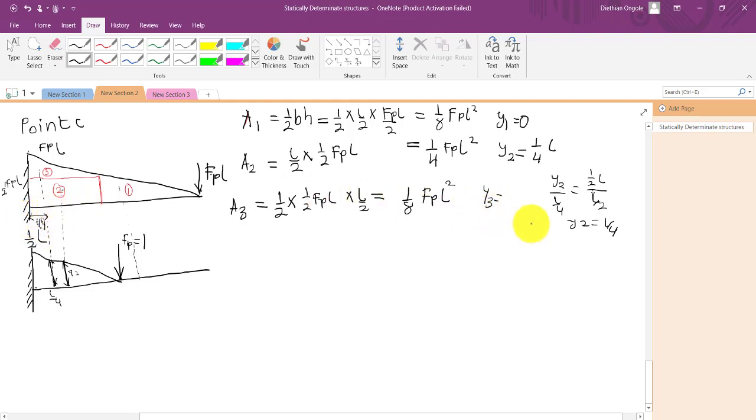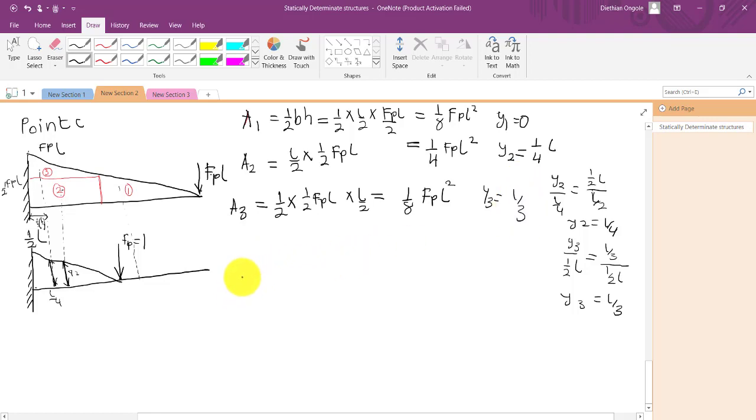So we come and use similar triangles. We shall be having y3 divided by the height of the bending moment diagram, that would be a half L. This is supposed to be equal to the base of the triangle whose height is y3, which would be L over 3. That is got from a half minus 1 over 6. Then divide by the base of the whole bending moment diagram of the action of the unit force, which would be a half L. Therefore y3 would be given by L over 3. So here we shall be having L over 3.